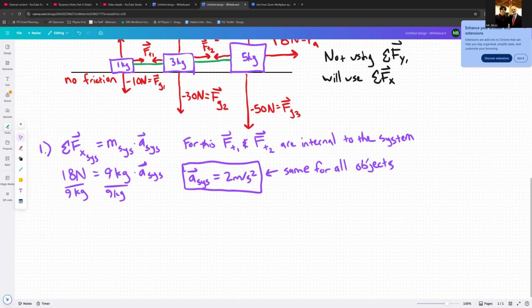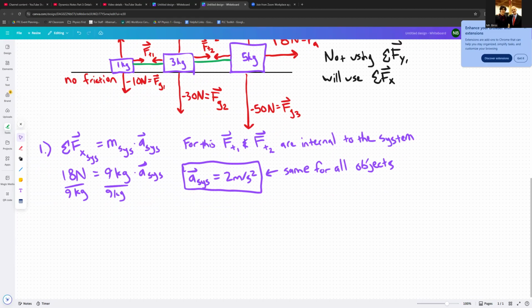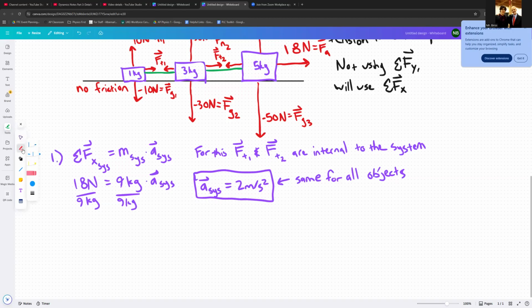All right, let's take them one by one. I'm going to start with the 5 kilogram object. And the reason I'm going to do that is we're going to look at forces acting on individual objects now. And I already know one of the forces acting on that object, which is the applied force. So for step 2, we are going to do a sum of forces once again. And now we're going to sum forces in the x direction for object number 3. You can do any sort of subscript there just to indicate I'm doing a sum of forces for this object. We're going to do mass number 3.